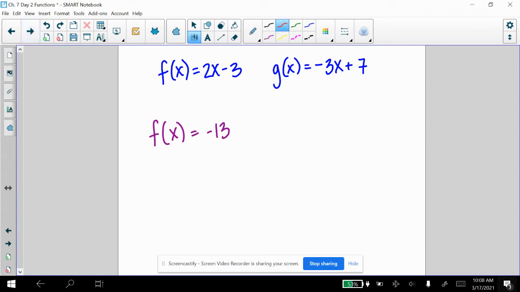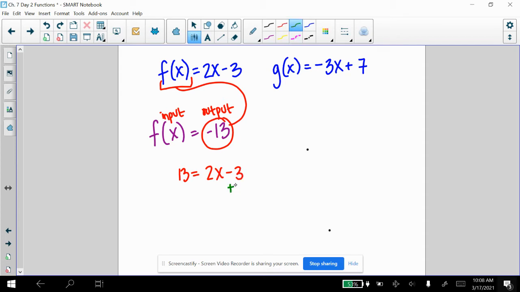Okay, so hopefully you realized again, they've given us our output and we are trying to find our input, or find the value of x. So I'm going to take this negative 13 and I'm going to plug it in for f of x. So I'm saying negative 13 equals 2x minus 3. Again, you know how to solve this equation, right? I'm going to add 3 to both sides. So I get negative 10 equals 2x. Divide by 2, divide by 2. So I know x equals negative 5.